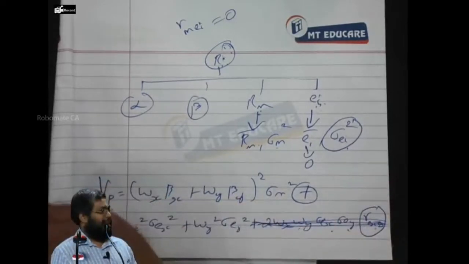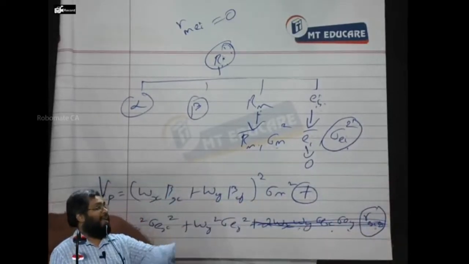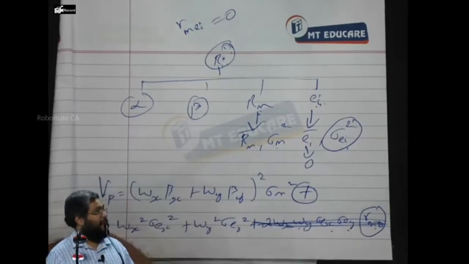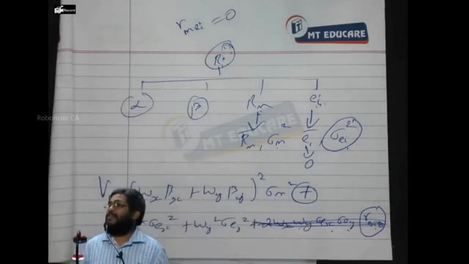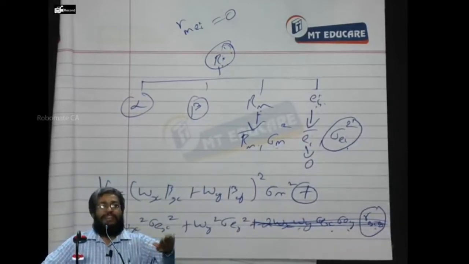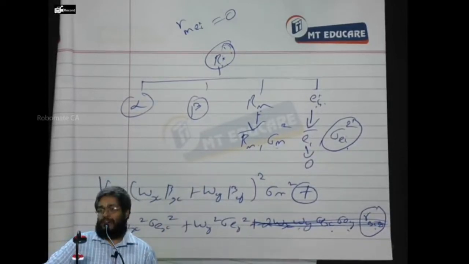So logically, the theory extends that 2 error terms cannot have any correlation. If they have, it is not random. It becomes systematic only. That is the Sharpe single index conclusion. Everybody following or not? With this, we have completed discussion regarding the Sharpe single index model.